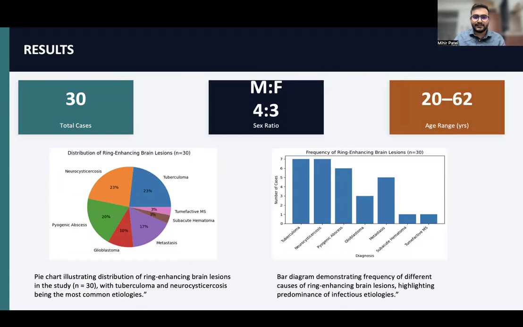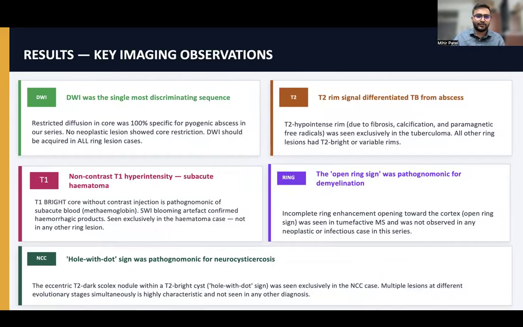There were a total of 30 cases with a 4:3 sex ratio, and the age range was 20 to 62. Most of the cases I had were of tuberculoma and neurocysticercosis with 23% each. The bar diagram demonstrates frequency of different causes of ring-enhancing brain lesions, highlighting the predominance of infectious etiologies in India. Key imaging observation: DWI was the single most discriminating sequence.